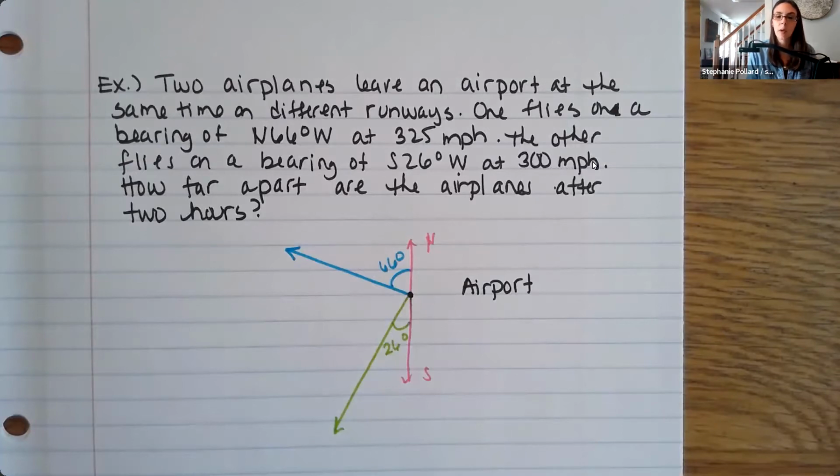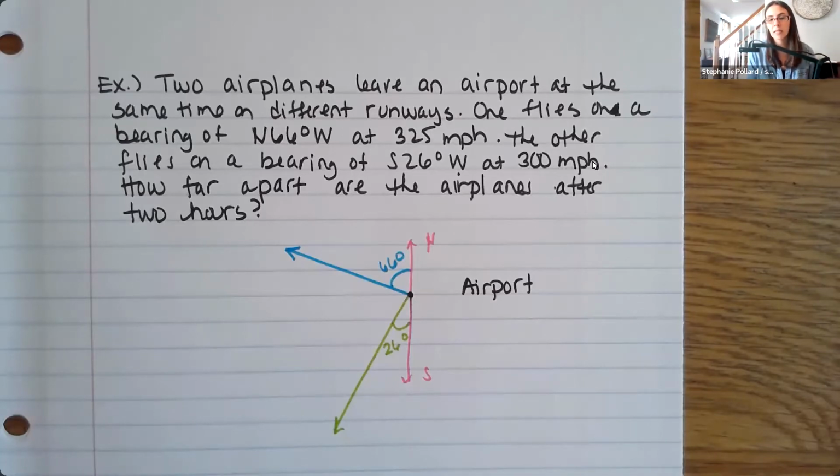It says that two airplanes leave an airport at the same time on different runways. Obviously, they're at the same airport though, so approximately the same location to start with. One flies on a bearing of north 66 degrees west at 325 miles per hour. The other flies on a bearing of south 26 degrees west at 300 miles per hour. And our question is, how far apart are the airplanes after 2 hours?